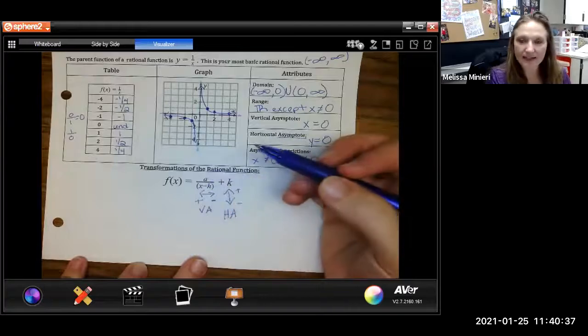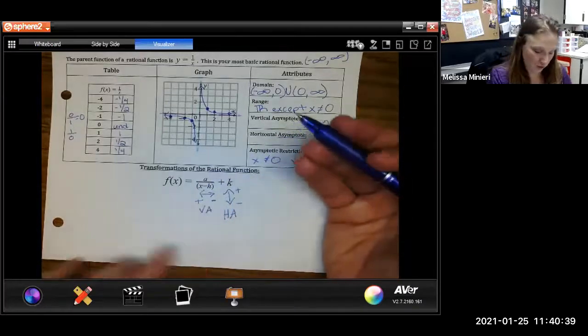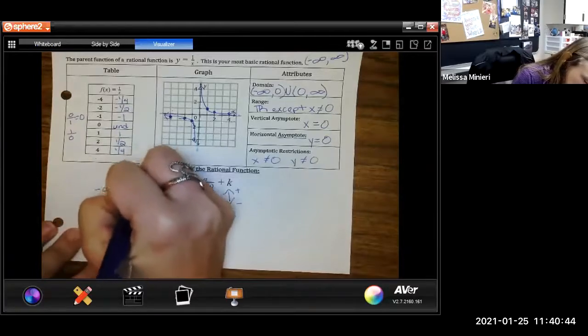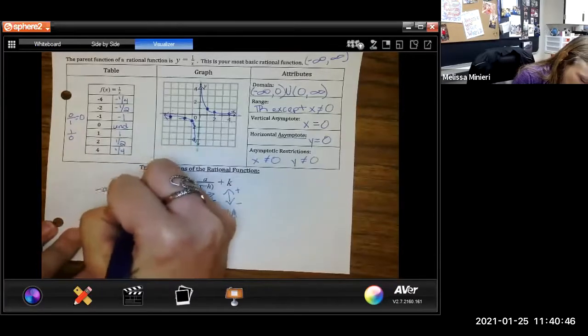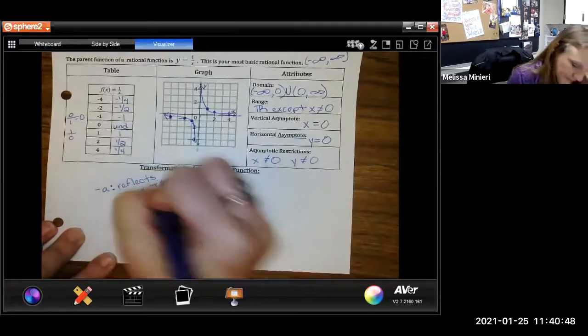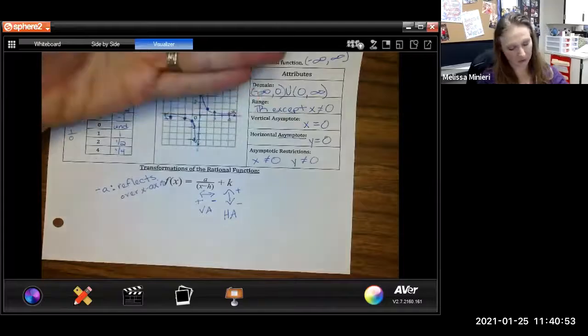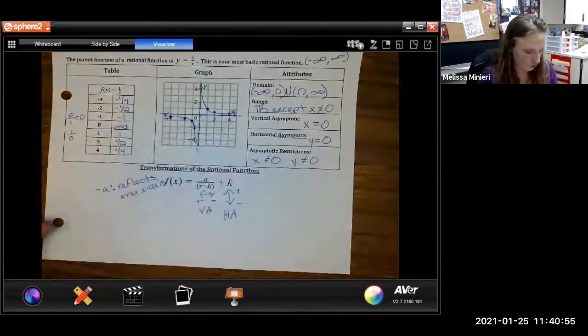And then A does the same as it did for every other function. Remember, if A is negative, that means it reflects over the x-axis. So think about what that means for this graph. If it reflected over the x-axis, what would that new graph look like?